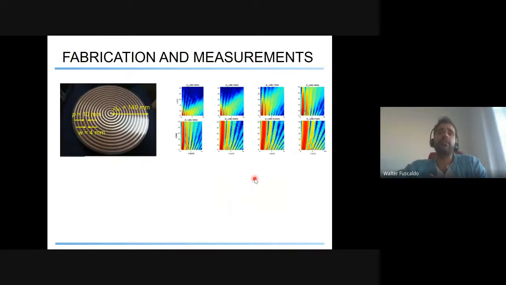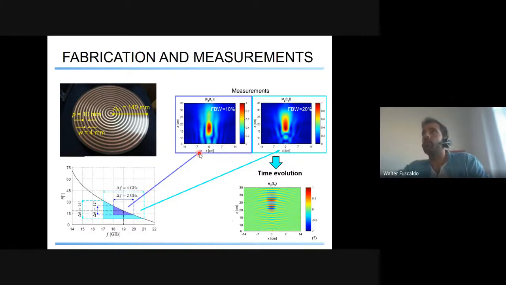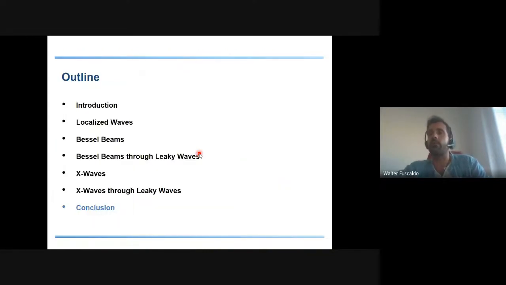So this device has been actually fabricated and measured, and we have been able to obtain a pulse that is confined when generated with a fractional bandwidth of 10 and 20%. Here you can see the time evolution of the pulse. Actually, the measurements were not as good as the simulation because of the fabrication tolerances, but we were quite satisfied because it was one of the first experimental validations of such solutions in the microwave range.